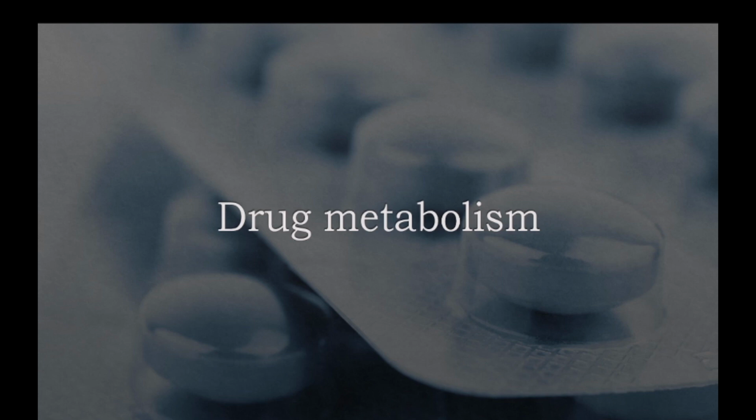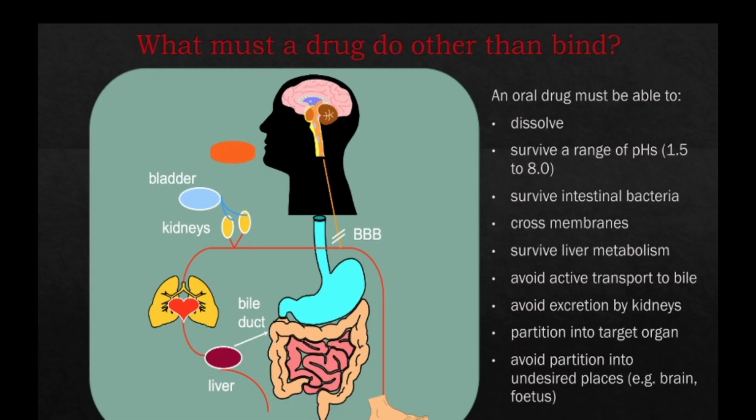I'm going to focus on drug metabolism. So what must a drug do other than bind? As we discussed before about our ideal drug, an oral drug must be able to dissolve. It must survive a pH range of anything from 1.5 in the stomach to 8 in the intestines.